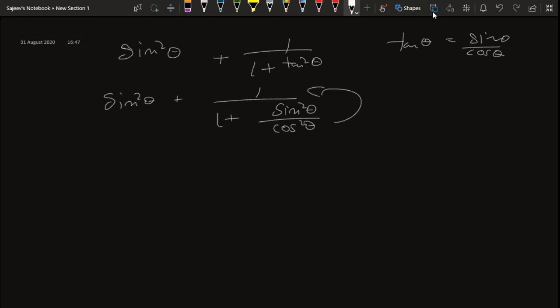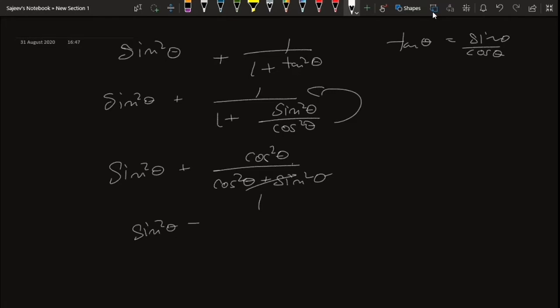And so this cos square goes up. And I will get sin square theta plus cos square theta by cos square theta plus sin square theta, right? And what is cos square theta plus sin square theta? That's 1. And in the numerator, again we have sin square theta plus cos square theta, which is 1.